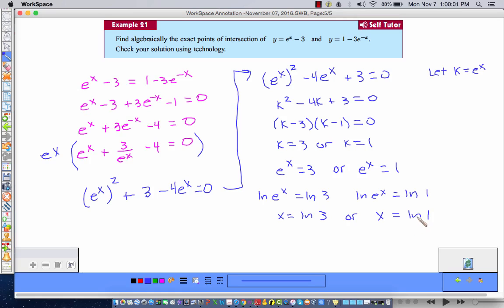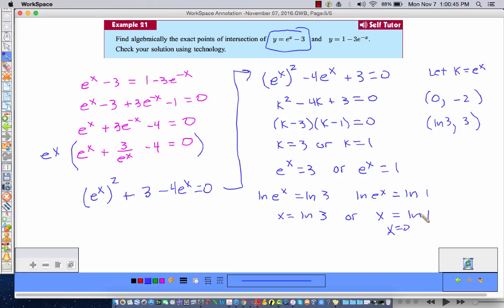So with x equal to the natural log of 1, we know what that is equal to. That would have to be equal to 0, because e to the 0 equals 1, if you remember our relationship. So we have x equals 0, and x equals the natural log of 3. Then I find my y-coordinates by substituting into either of the original equations. I'm going to choose this one. Well, e to the 0 power is 1, and 1 minus 3 is negative 2. And then e to the natural log of 3 is equal to 3.